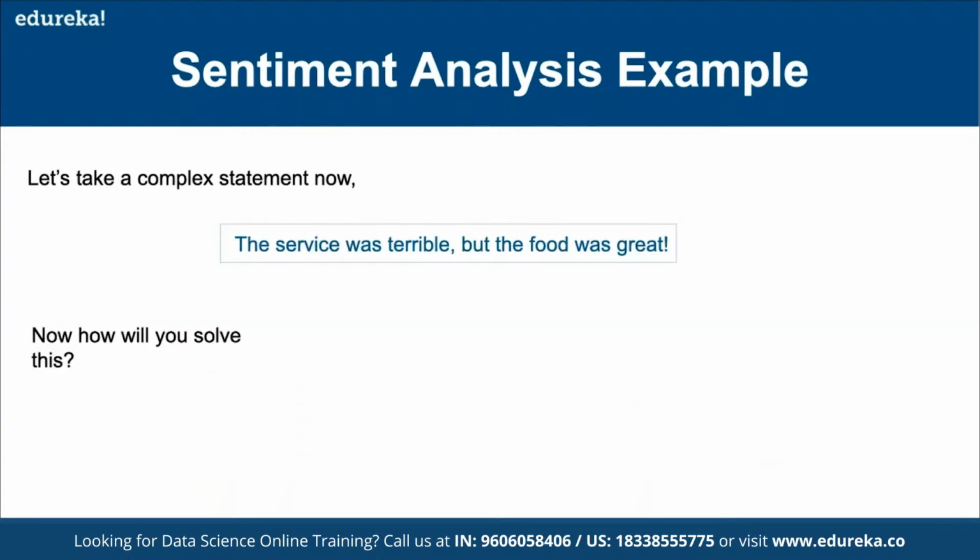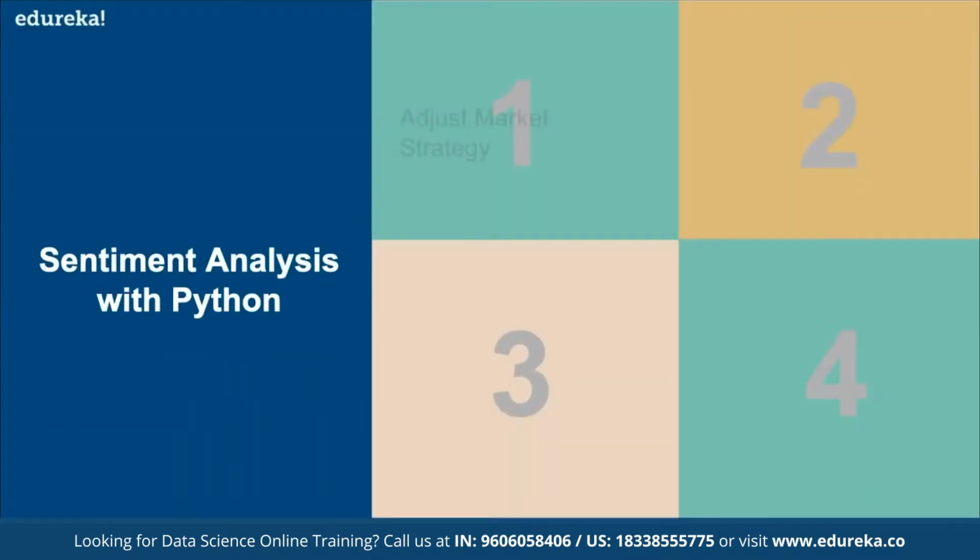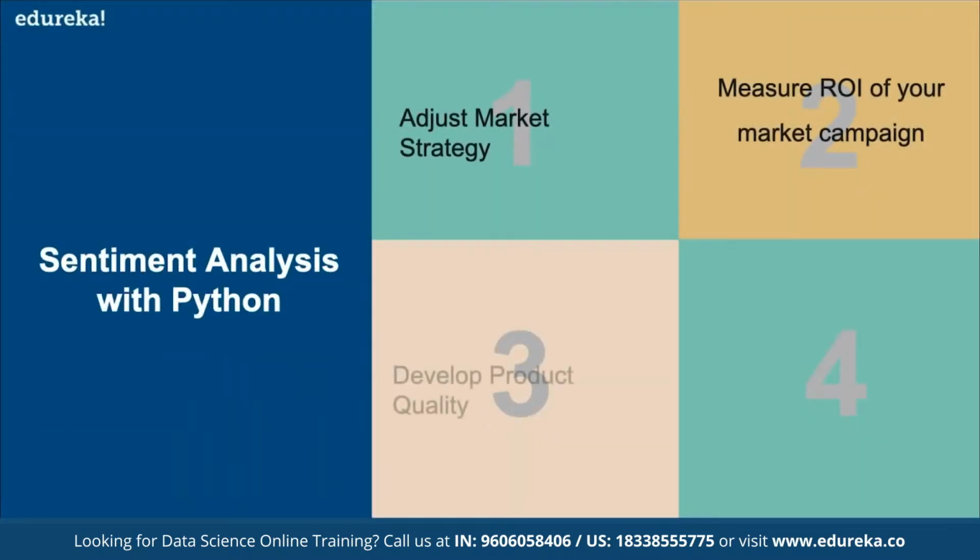Let's take a complex statement example. The service was terrible, but the food was great. Now how will we solve this? Such a case is called a constructive conjunction. The way we solve it is, whenever there is a "but" in the sentence, it reforms the sentence into "the service was terrible and the food was great." So we calculate the scores separately, and this method is called the binary sentiment analysis method. That's how it works. And then we have sentiment analysis using Python.